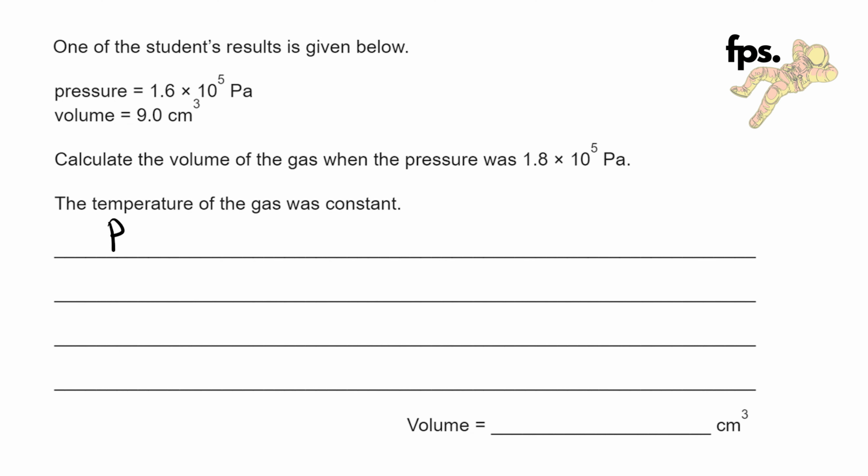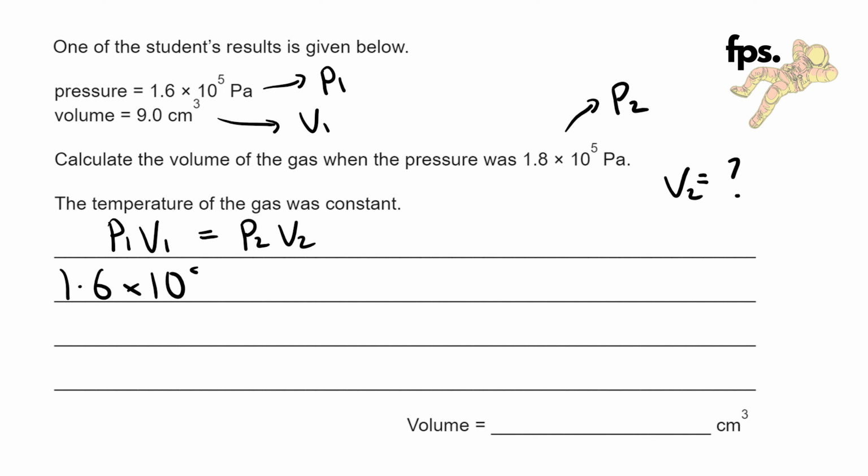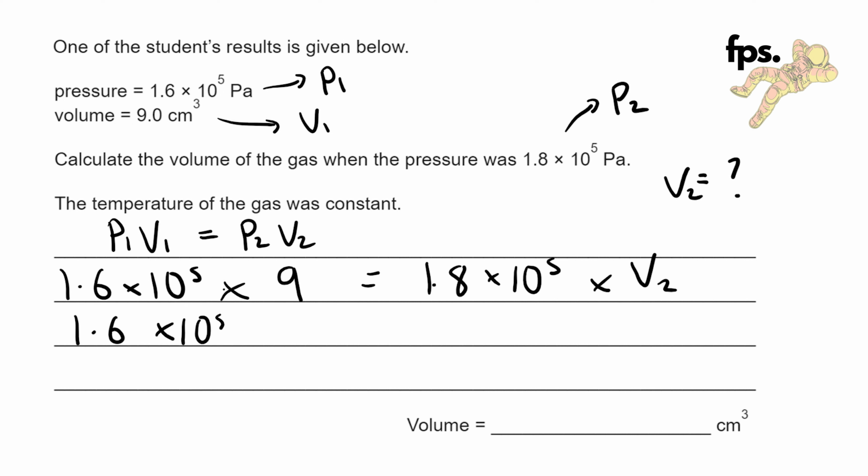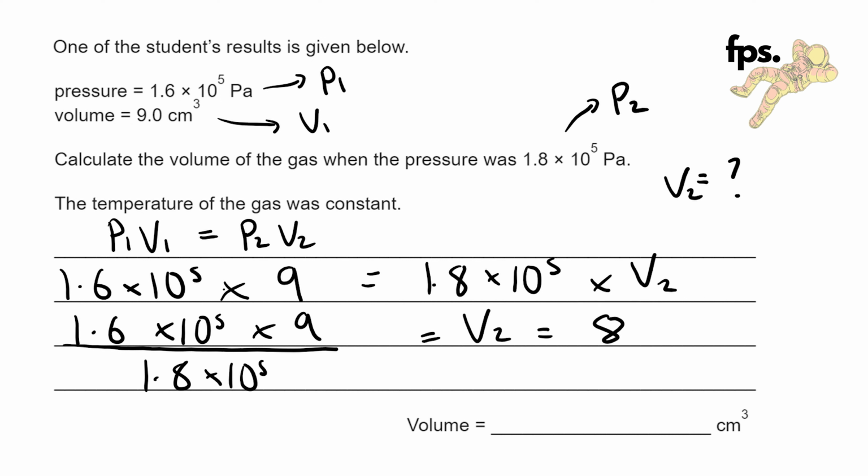Let's have a little look at an example question. This question is about Boyle's law, so first I'm going to write down P1V1 equals P2V2. Now I have to identify those terms in my question. So here is P1, here is V1, here is P2, and I'm looking for V2. Now I'm going to write all of that information into the correct place in my equation. Now I can divide both sides through by 1.8 times 10 to the 5 to leave V2 by itself. And if I plug that into my calculator, that gives me 8. I know it's centimetres cubed because that's what my V1 is.